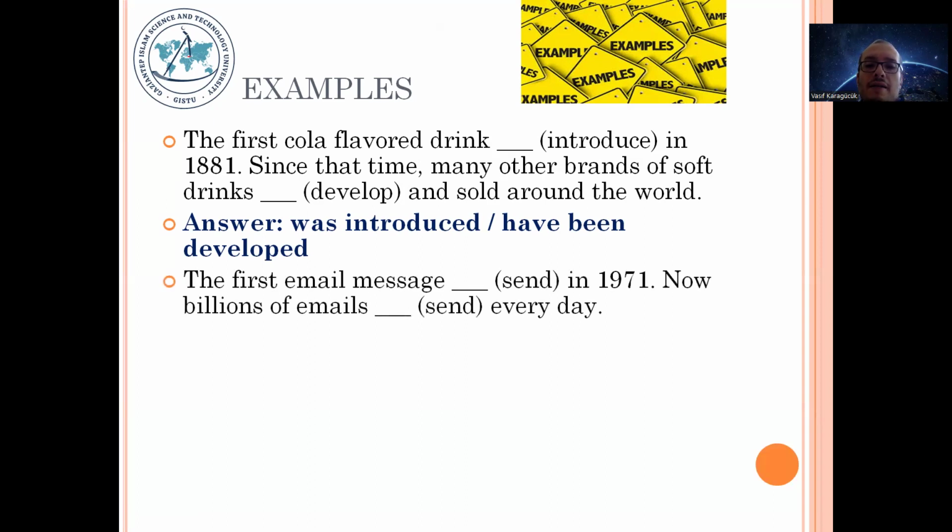The first email message in 1971. I had to use simple past. Now, millions of emails every day. Something which we do as a general routine. So, in the second sentence, I have to use simple present. So, the full sentence is, the first email message was sent in 1971. Now, billions of emails are sent every day.